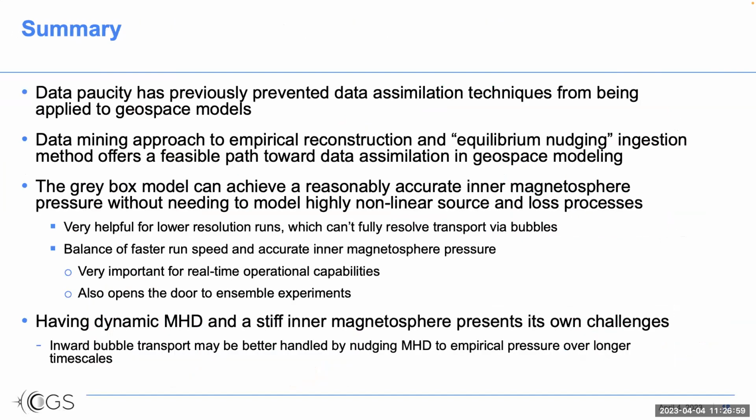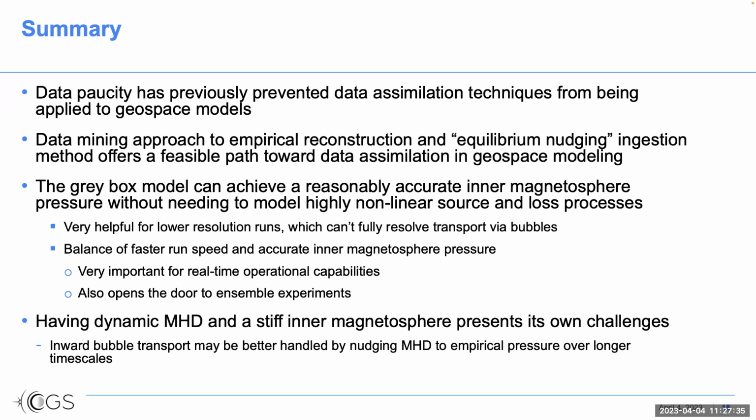Okay, so just as a recap or overview, summary: data paucity has previously prevented data assimilation techniques from being applied to geospace models, but the combination of the data mining approach to the empirical reconstruction of both the magnetic field and the pressure, combined with the equilibrium nudging ingestion method that we're using, where we're ingesting based on equating entropies rather than just pulling in pressure directly, together offer a feasible path towards data assimilation in geospace modeling.